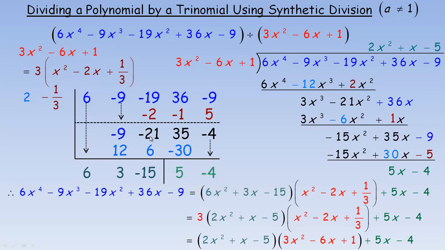The negative 9, negative 21, 35, negative 4 are actually the same sign numbers as negative 9, negative 21, 35, and the negative 4 here. So all the numbers in here have some kind of counterpart in the synthetic division. So that's what it looks like when you're dividing by a trinomial. You'll use synthetic division when the leading coefficient, which we often call a, is not 1. And that's the end of the tutorial.